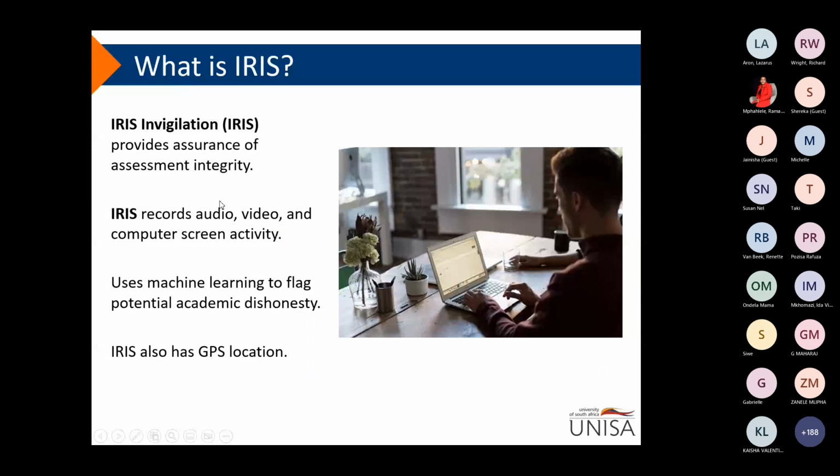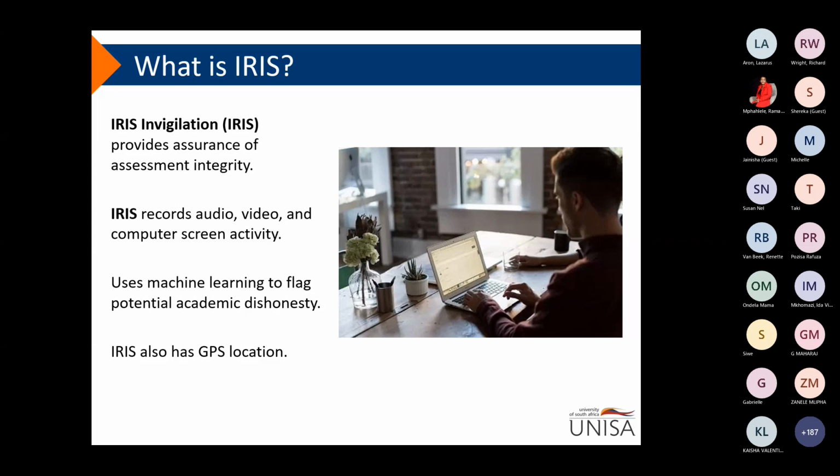What is IRIS? IRIS is an invigilation system that helps UNISA staff with assessment integrity. IRIS records audio, video, and computer screen activity during the entire duration of your examination. You have to be online during your examination, so you need a stable internet connection. It uses machine learning to flag potential academic dishonesty. So it might flag excessive movements, not small movements, but excessive movements. Continuously maybe looking to your right and looking down.